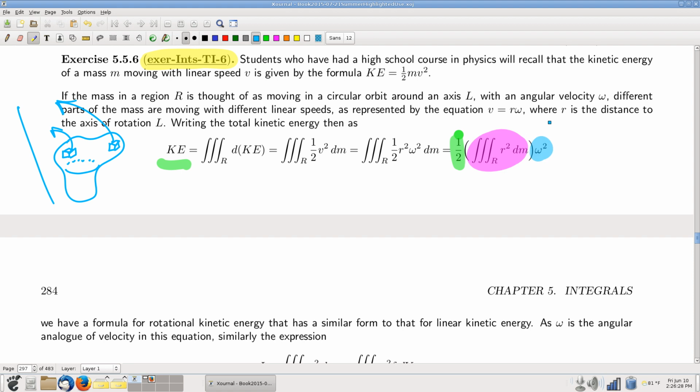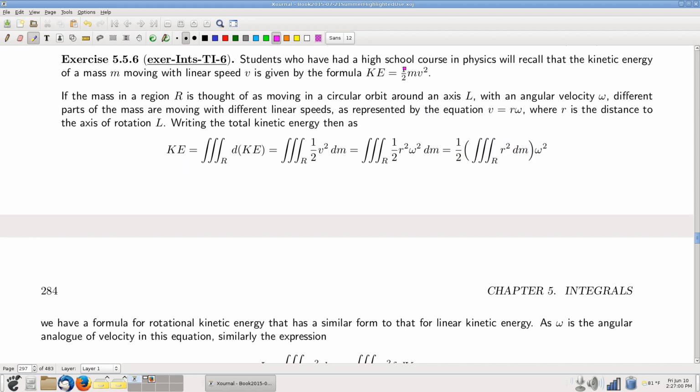What's weird is the usual formula for kinetic energy is 1/2 mass velocity squared. So this is 1/2 of question mark times angular velocity squared. This is basically saying that if you have angular motion and you know the angular velocity, then this thing here is the angular analog of mass. So a moment of inertia is all that is. It's just the angular analog of mass.